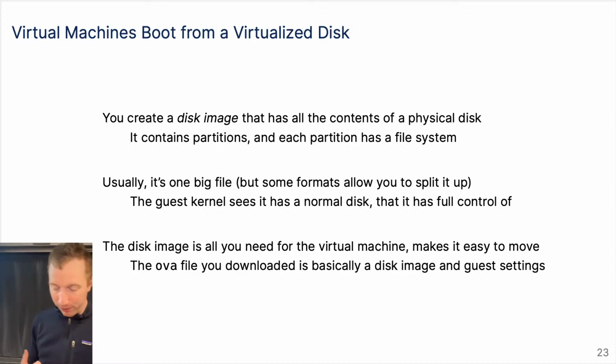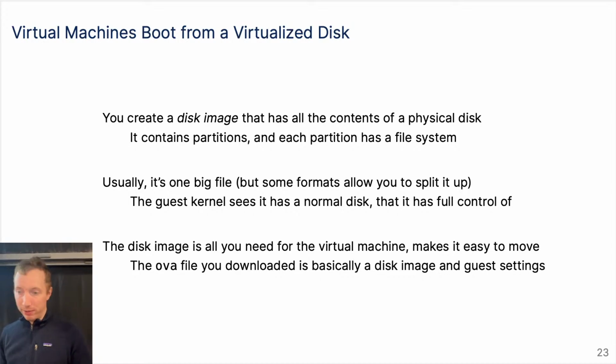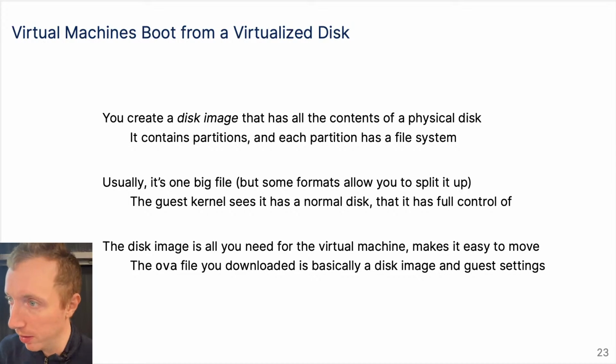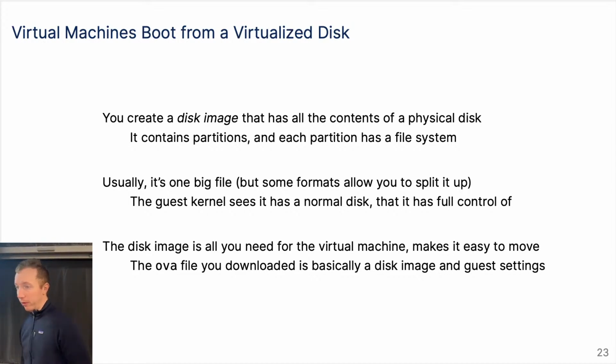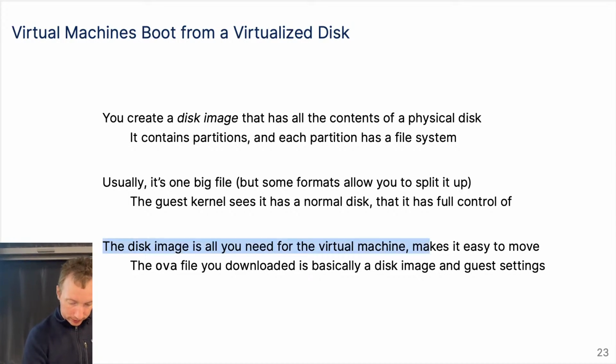So what I provided before was an OVA file, and that is a whole virtual machine package. That will give you a disk image and then some general guest settings, like the amount of memory this virtual machine should have, how many CPUs you give it, and things like that. Otherwise, if you want to set all those settings yourself, I could just give you a disk image and say, go ahead, go for it. So that's one thing that makes virtual machines cool.